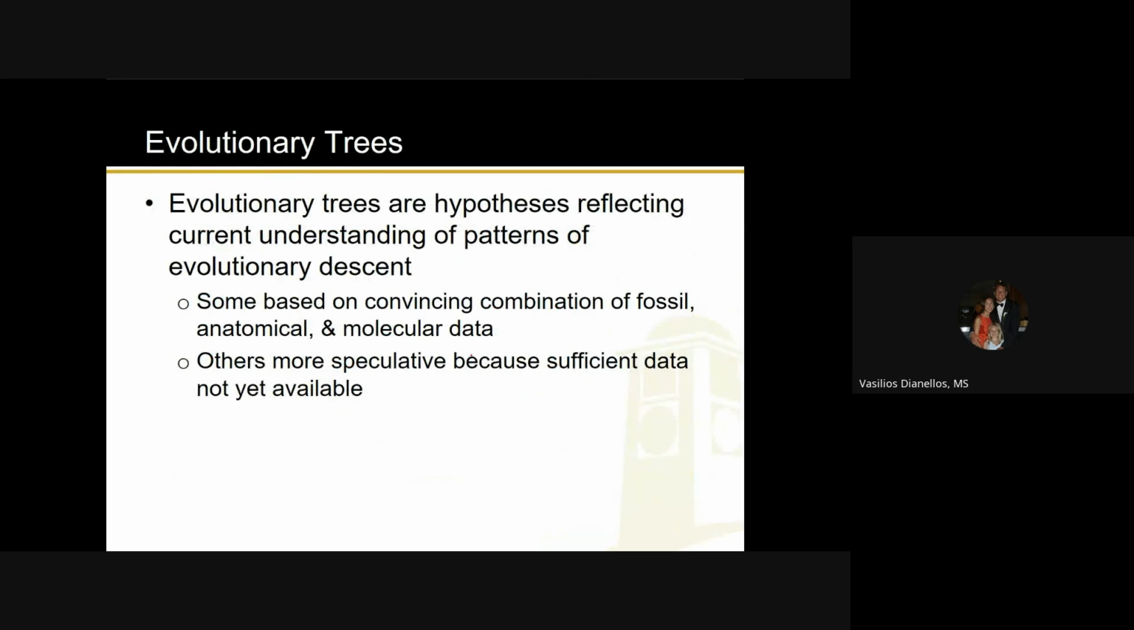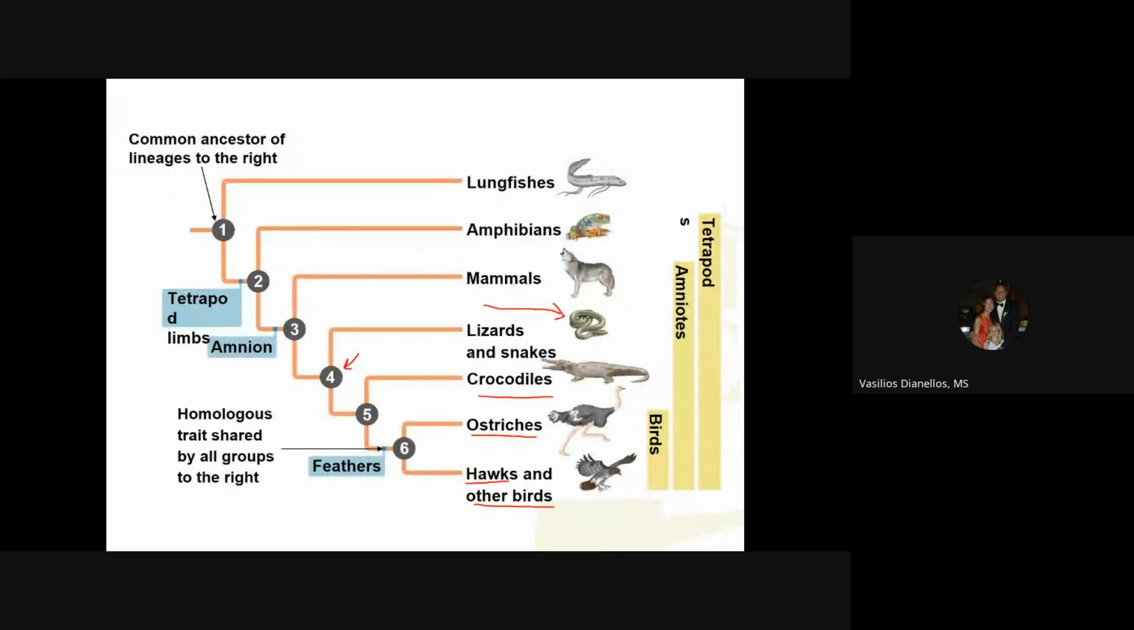Evolutionary trees are basically hypotheses reflecting current understandings of patterns of evolutionary descent. Some of them are based on a convincing combination of fossil, anatomical, and molecular data, and others are more speculative. Now, these kinds of trees are not really speculative. These are big picture things. I don't want to say it's concrete and set in stone, but it kind of is.